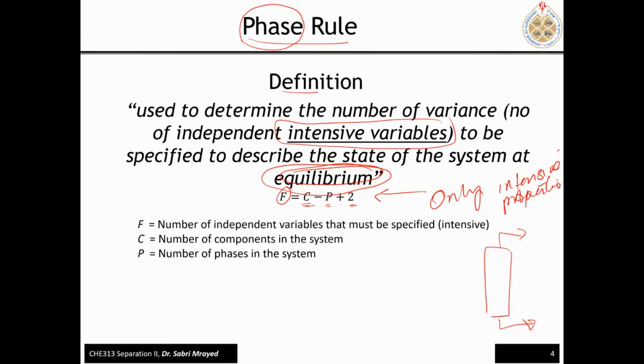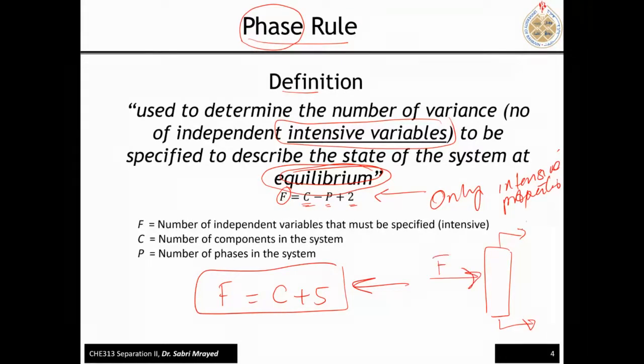Now if we are going to have extensive properties as well, you will have to say F, the degrees of freedom, is going to be C plus 5. So this is the difference. This one is used when we have extensive properties, when we have flows going in, for example F and V and L.